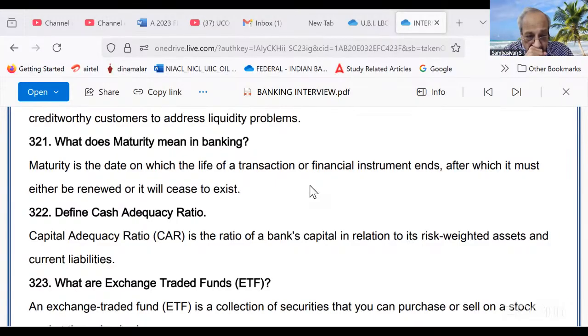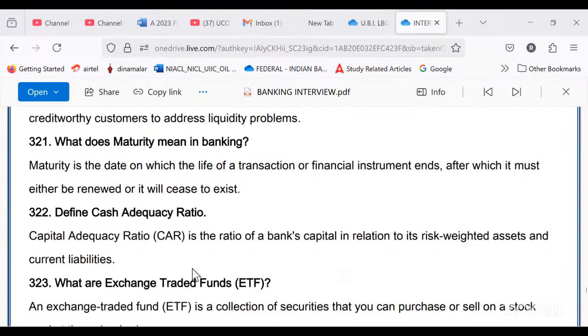Continue. Define cash adequacy ratio. Sir, cash or capital? It should be capital adequacy. Yeah, yeah. Define capital adequacy ratio. Capital adequacy ratio, CAR, is the ratio of a bank's capital in relation to its risk-weighted assets and current liabilities. Yeah.